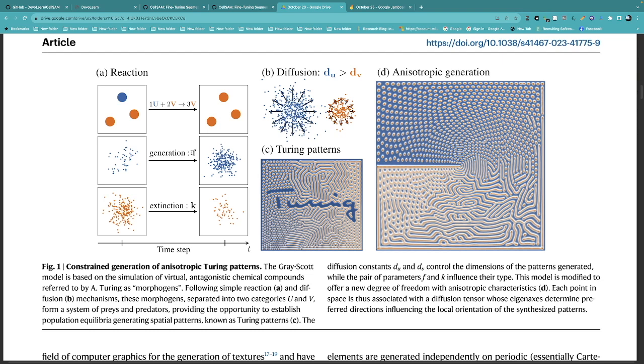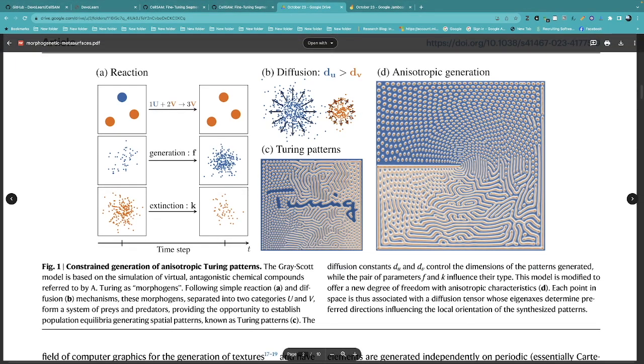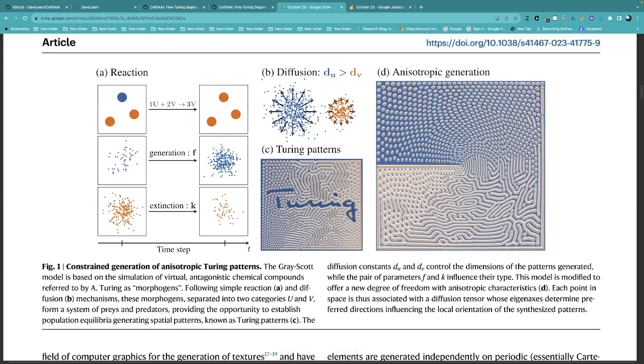So you have an extinction of one type of molecule. You have the birth of another type of molecule. The blue molecule will compete with the orange molecule. So this is the way they set this up. And then there's diffusion, which is where you have differential diffusion. So the blue particles diffuse more than the orange molecules. And so they outcompete them in terms of diffusion.